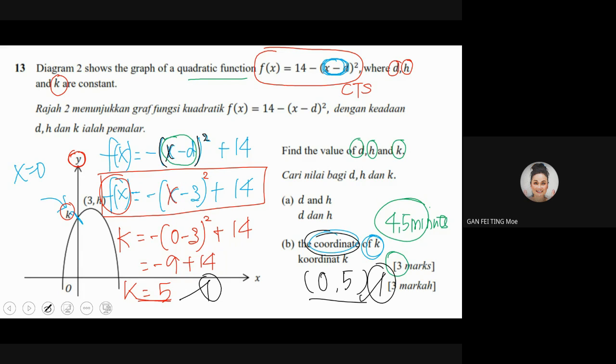Then only you get 1 mark here, because the question demands coordinate. So those who have done the question, did you read carefully for the question, or did you just stop at the value of k equals to 5? If you stop at k equals to 5, it means that you lose 1 mark. So sorry, that's all. Right, any question you want to ask me?